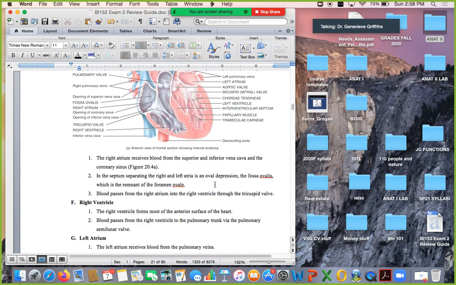This I didn't mention. I'm not even sure I brought this up in class, but there's a region that's called the Fossa Ovalis, and it's just an indentation in the septum that separates the right and the left atria, and that's basically going to be a remnant of the foramen ovale.